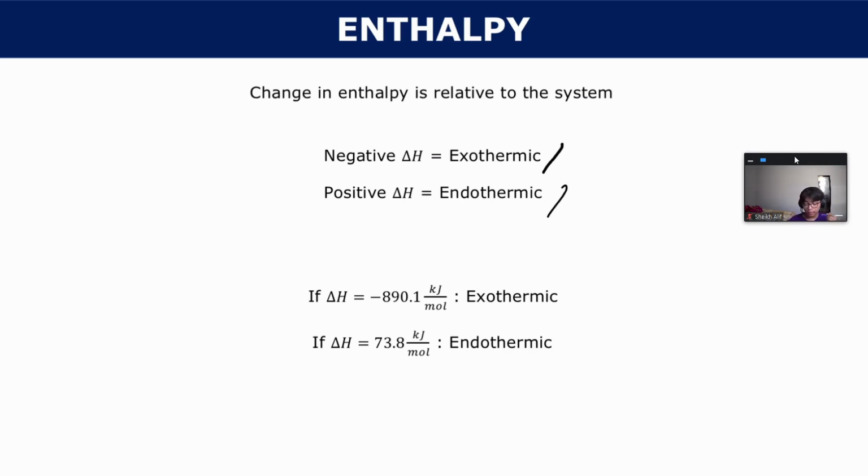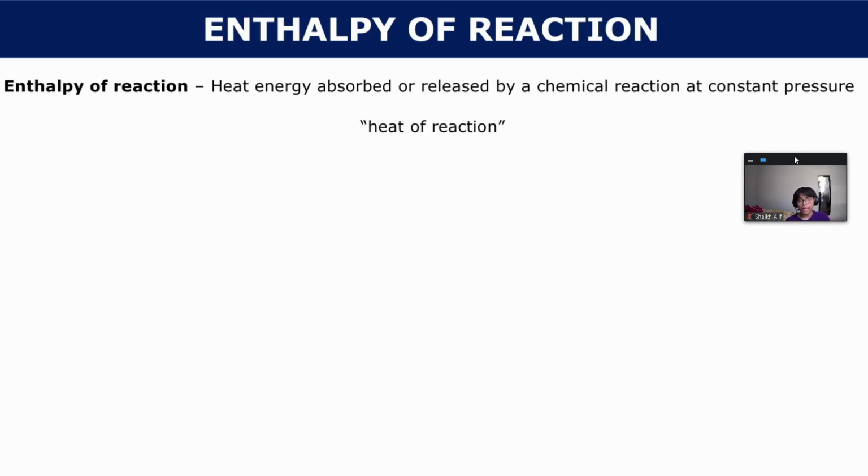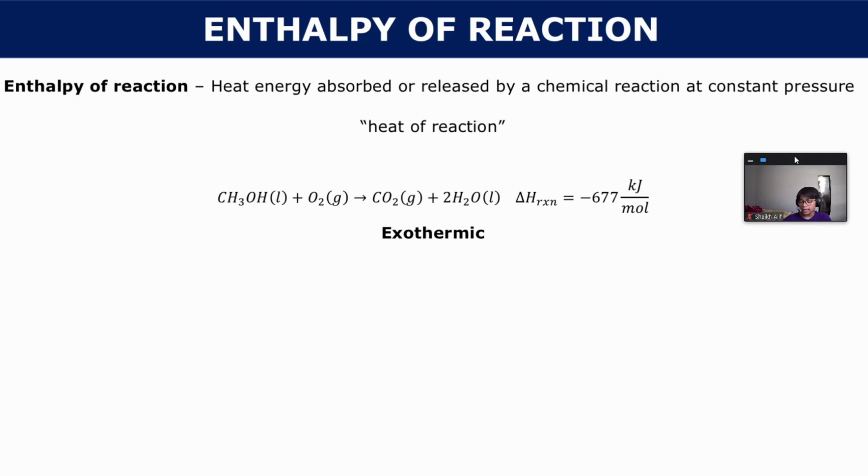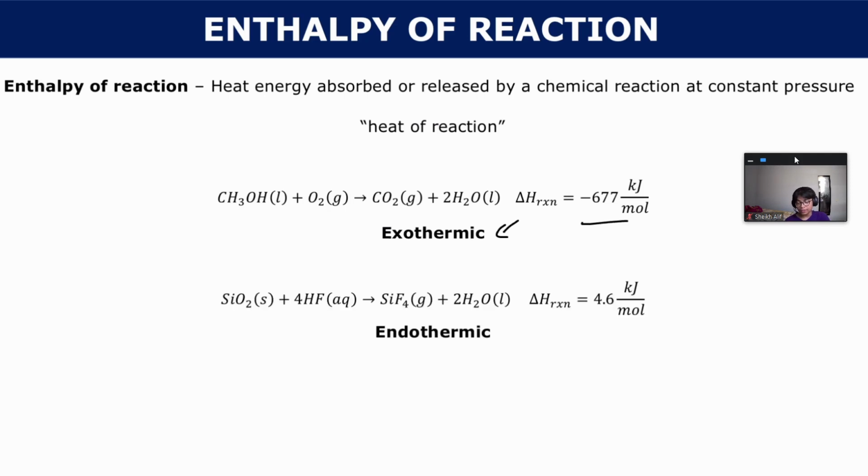Now, there are a couple types of enthalpies that I want to go over. And the first one is going to be enthalpy of reaction. So the enthalpy of reaction is the heat energy absorbed or released by a chemical reaction at constant pressure. It's sometimes referred to as the heat of reaction. And so if you have a heat of reaction that is negative, that's going to be exothermic. If you have a change in enthalpy of reaction that's positive, then obviously that's endothermic.